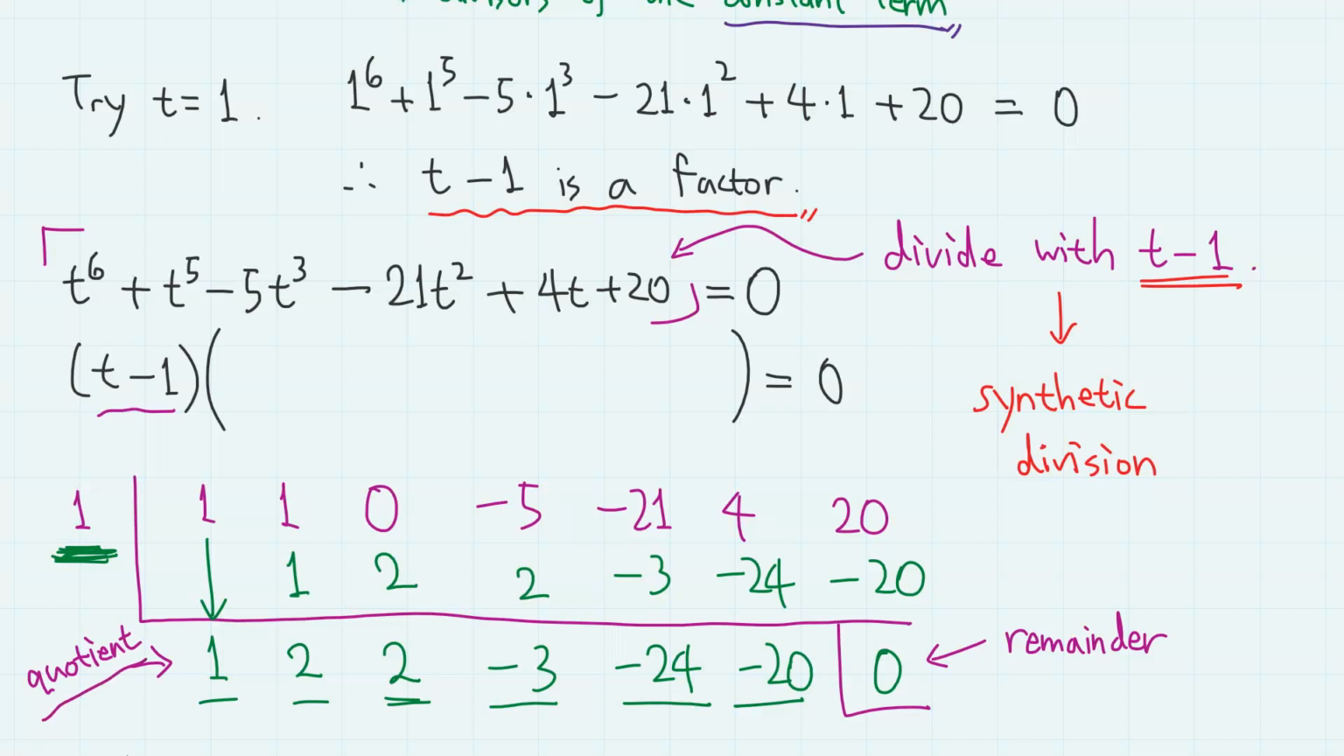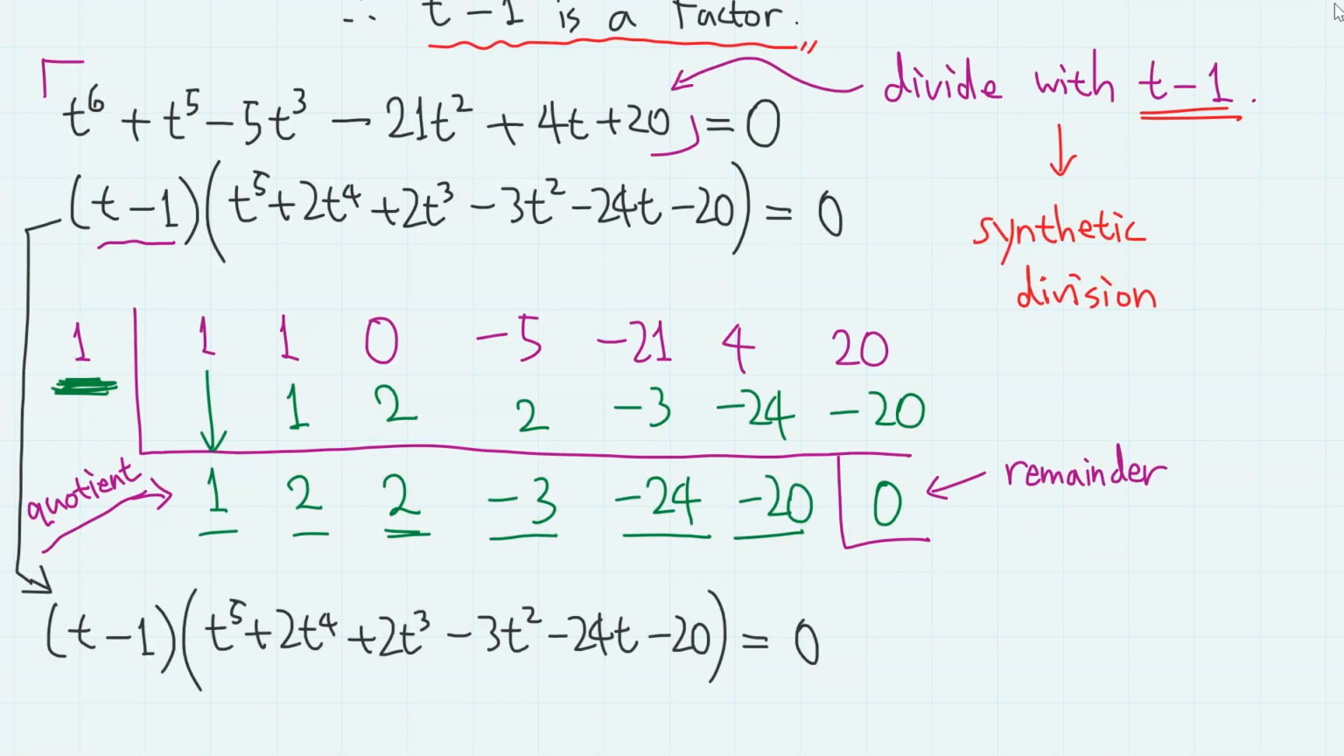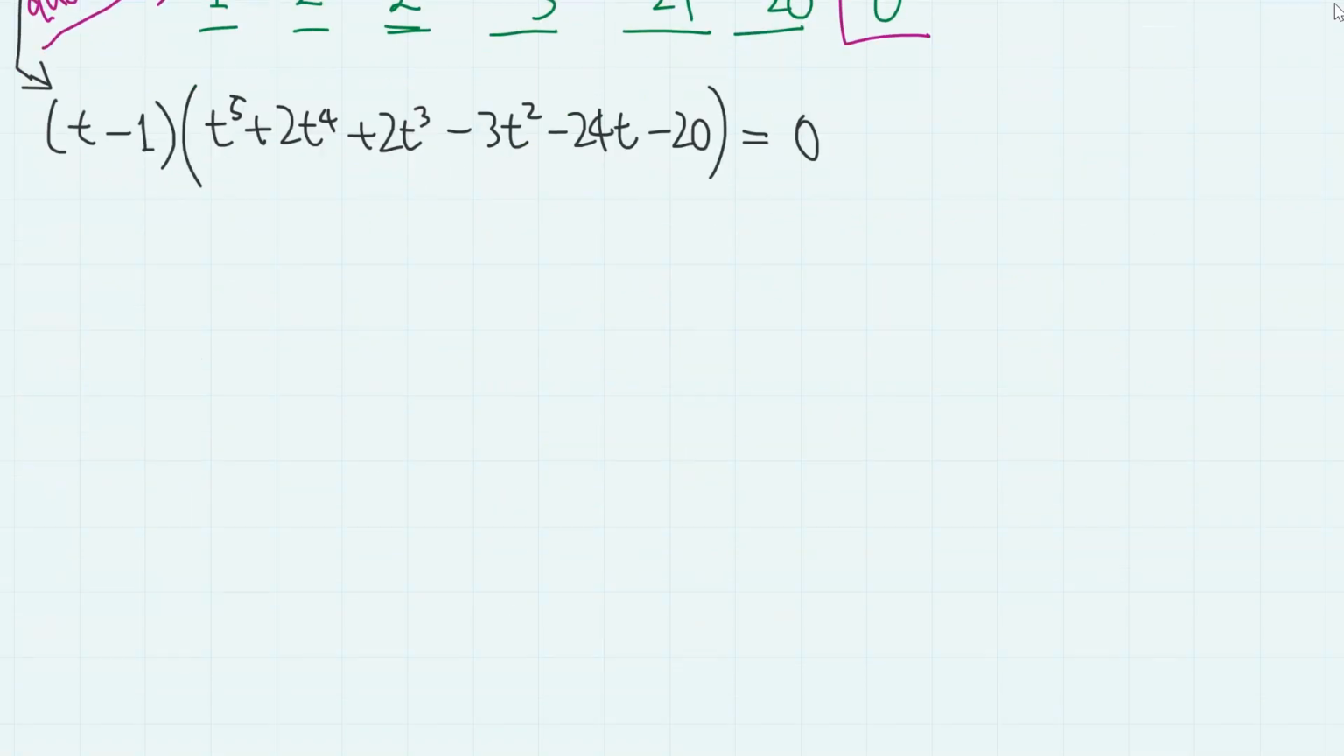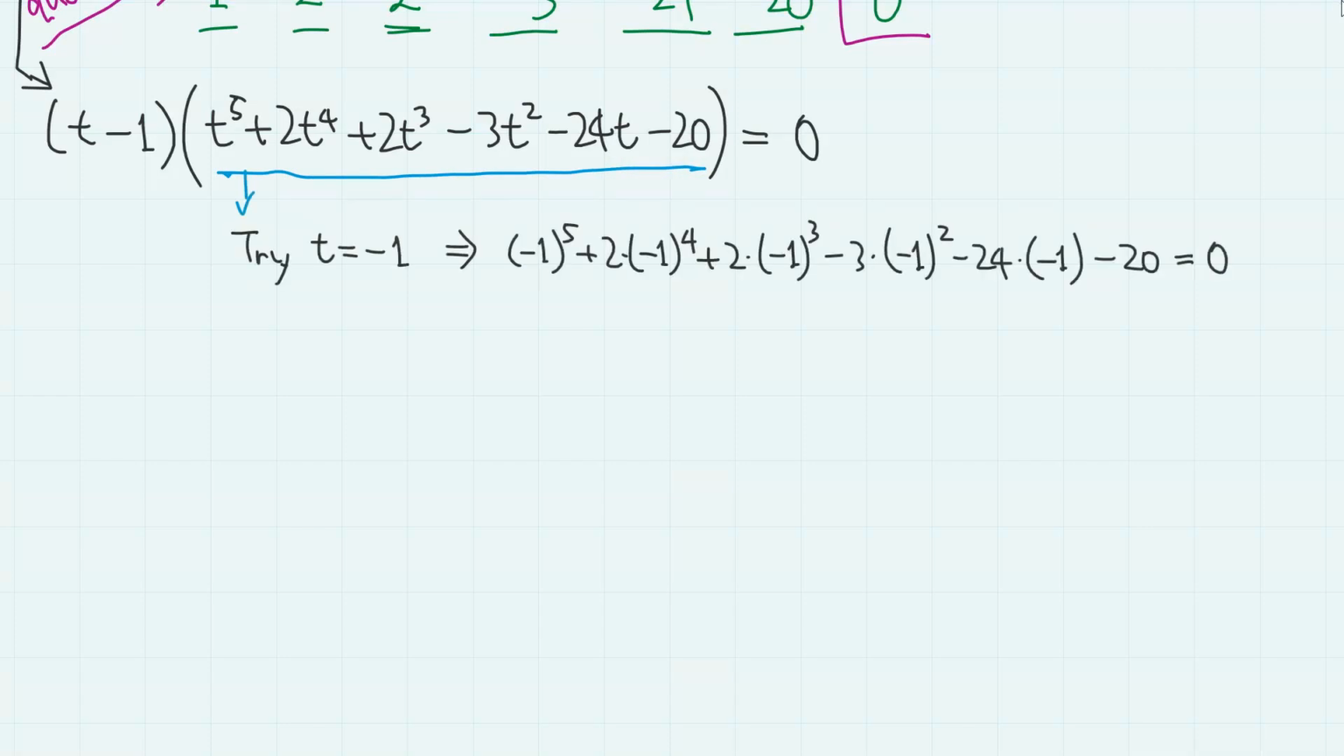And this part is the quotient, so we have t to the power of 5 plus 2t to the power of 4 plus 2t cubed minus 3t squared minus 24t minus 20. So we have obtained this. Now let's try to further factor this part. Here, notice that t equals minus 1 gives the value 0. Therefore, t plus 1 is a factor.